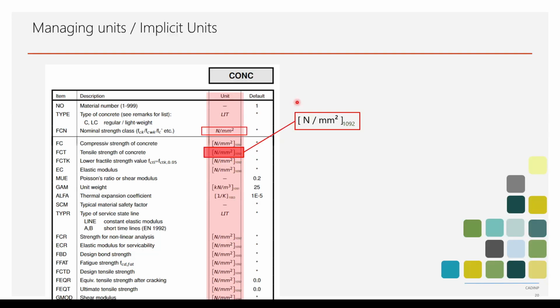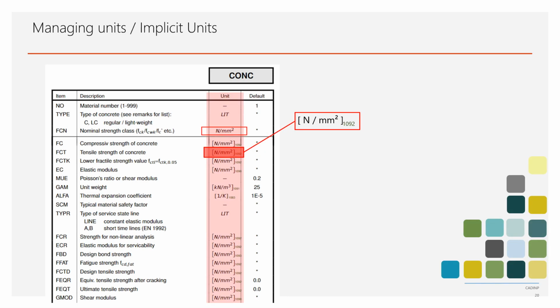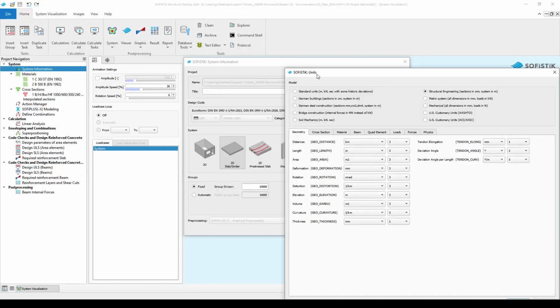One can see that sometimes around the units there are square brackets, and in the subscription or as an index a green number can be seen. This means that it is an implicit unit and it can be changed by the user. The implicit unit can be best explained with the help of the units dialog box in the system information in SSD. At the top of the units dialog box you can see a few predefined unit sets, or one can say unit environments, based upon the chosen code.